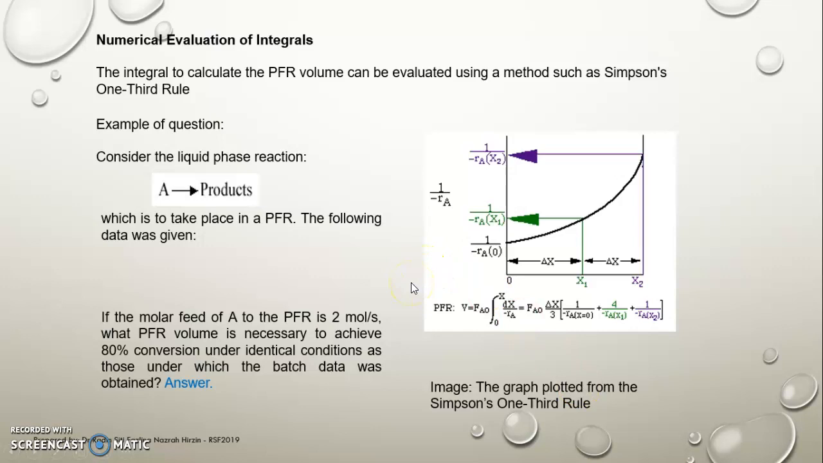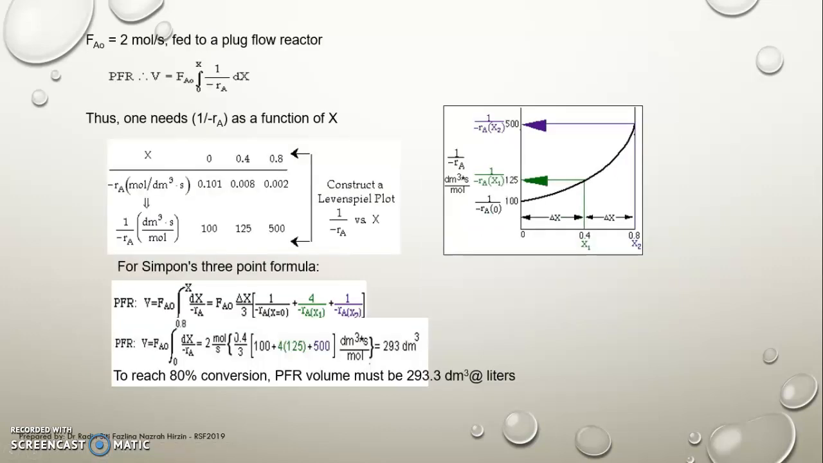Okay, for numerical evaluation of the integral, the integral to calculate PFR volume can be evaluated using a method such as Simpson 1/3 rule. If the molar flow rate of A to the PFR is 2 mole, what PFR volume is necessary to achieve 80% conversion under identical conditions as those under which the batch data was obtained? Ini soalan dia. Soalan dia bagi FA0 sama dengan 2 and conversion achieved is 80%, and you need to find the volume by using Simpson 1/3 rule. So this is the way to answer the question.